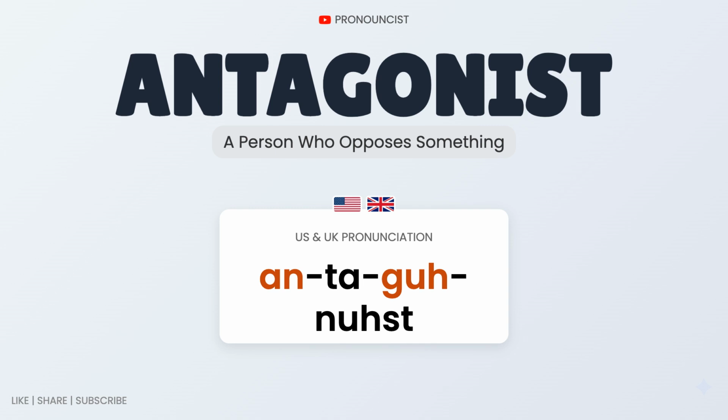Antagonist. Stress t. Keep g soft and end with nust clearly. Antagonist. Now read the syllables shown on the screen naturally.